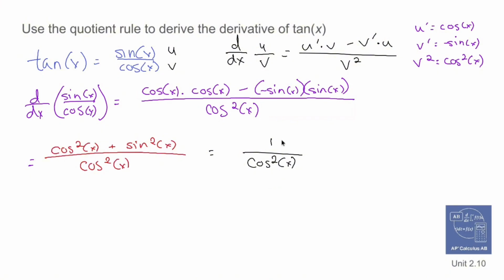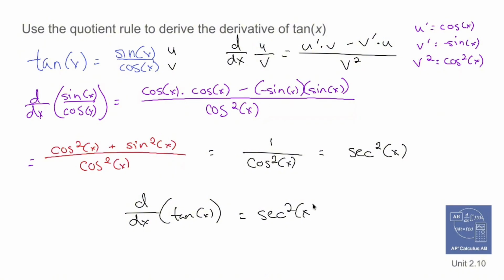Well, we know also from pre-calculus and geometry and all that good stuff that 1 over regular cosine is secant. So 1 over cos squared is secant squared x. So after all of that, the derivative of tangent x is secant squared x. And we did that using the quotient rule. Isn't that neat?